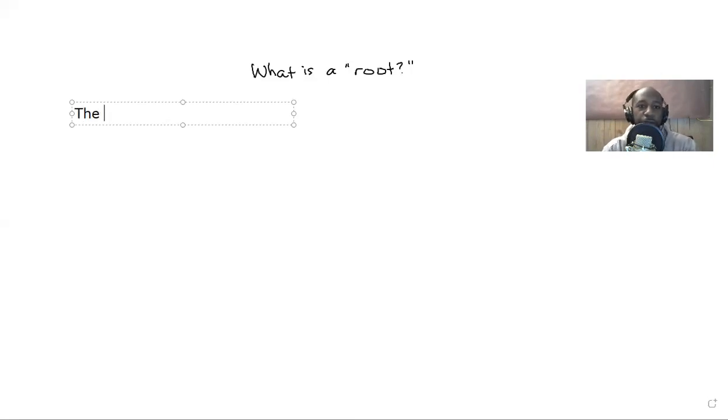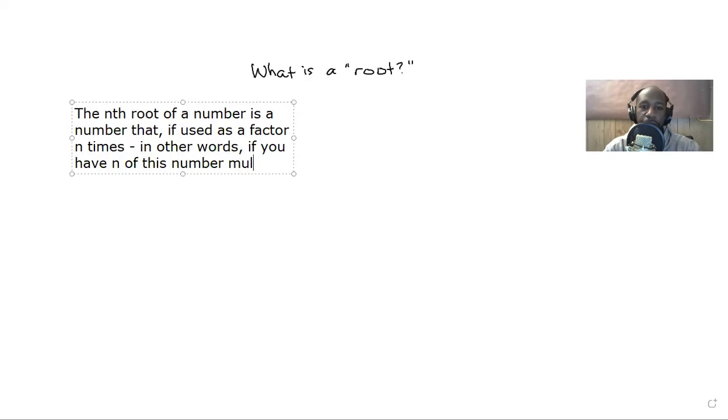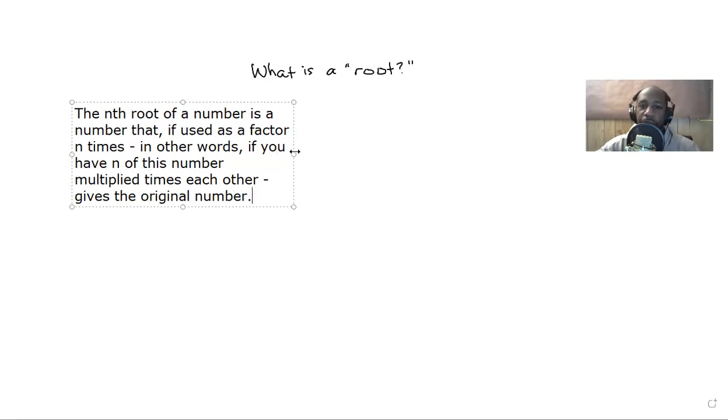All right, so let me just put this here. The nth root of a number is a number that, if used as a factor n times, in other words, if you have n of this number multiplied times each other, and it'll make more sense whenever I actually write out the math of it, gives the original number.